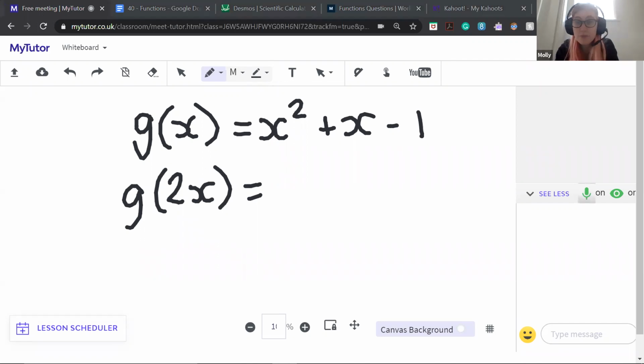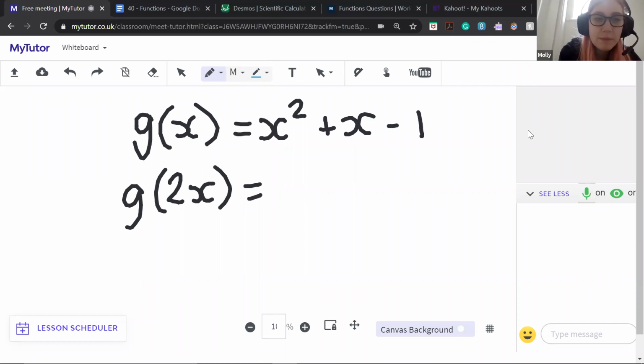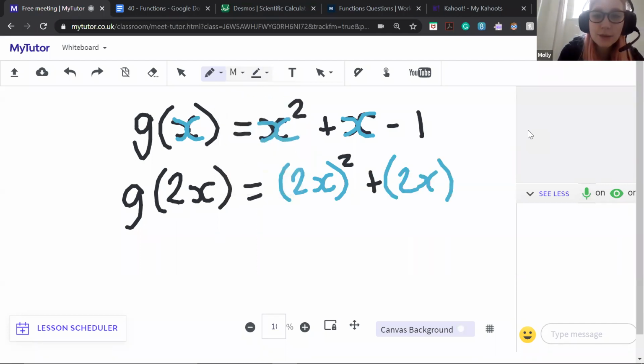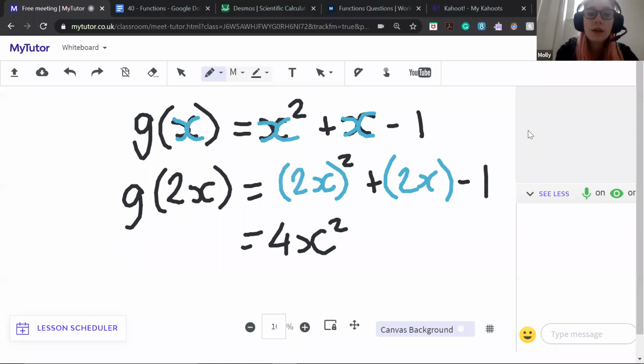Cool. So we do the same thing here. We see that when we put anything in here, wherever we see an x, we replace it with that. So let's do the same thing here. We see our x squared, but our x is now 2x. So we whack that in, plus our x, which is now 2x. So we whack that in, minus 1. Simplify this. 2x squared is 4x squared because you square the 2 and you square the x, plus 2x minus 1.